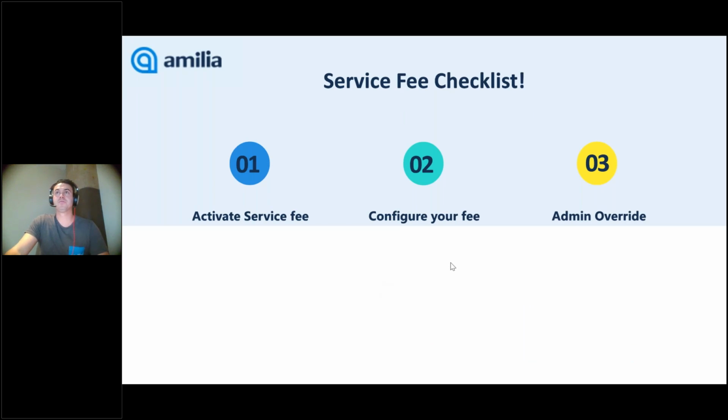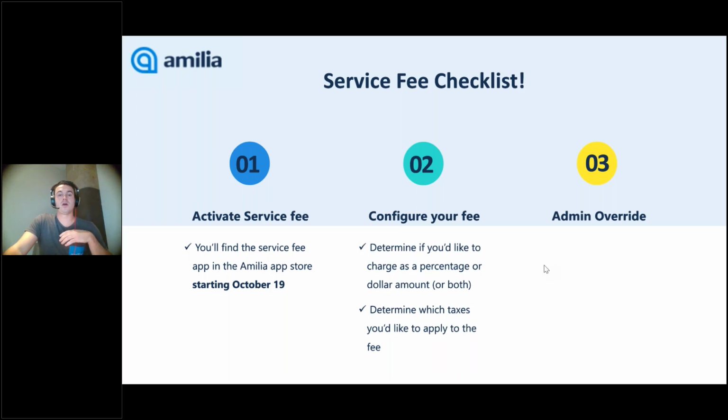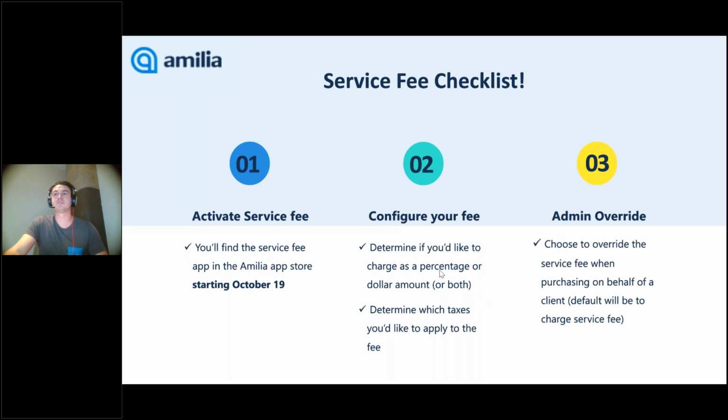Just a quick reminder. To activate your service fee, just make sure to visit the Amelia App Store starting Monday next week. While doing the configuration, don't forget to give it a name, to decide if you want to use a percentage or a dollar amount or a combination of both. Decide how you want to apply the taxes, and keep in mind that you can always override the service fee when you're doing a purchase on behalf of a client.